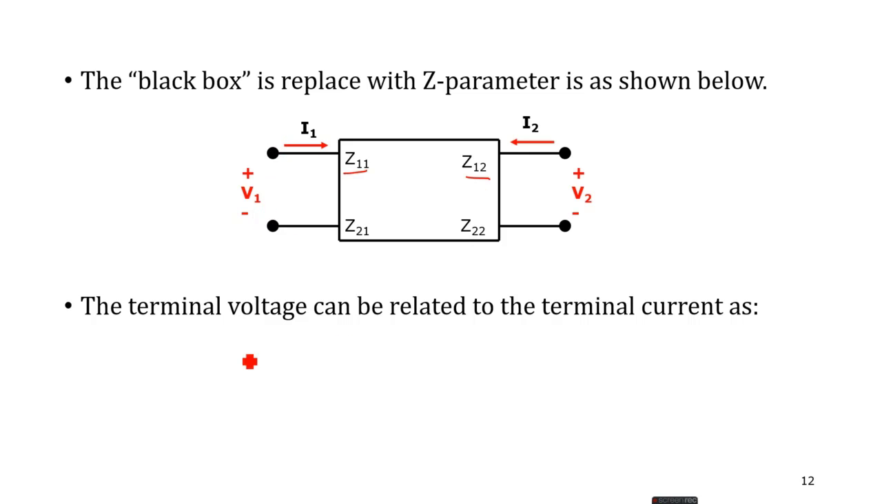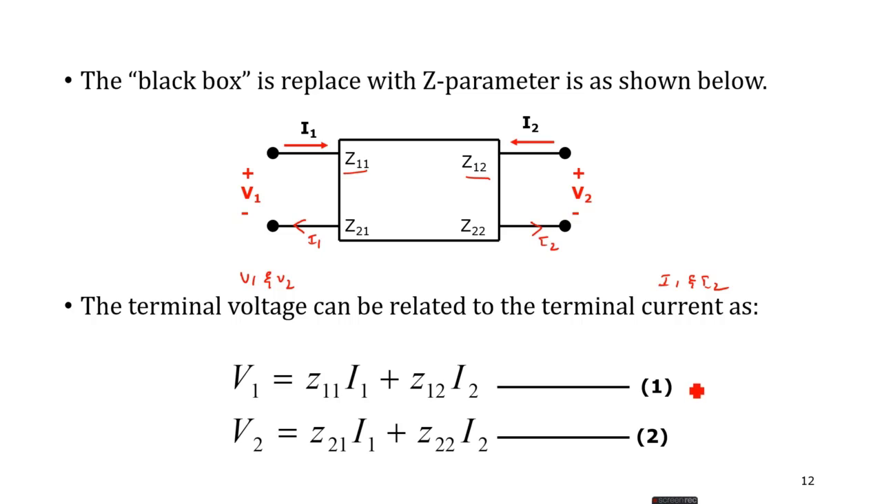Terminal voltages are V1 and V2. Terminal currents are I1 and I2. In port 1, I1 current enters and the same I1 current leaves from the second terminal. In port 2, I2 current enters and the same I2 current leaves from the fourth terminal. This is the expression for the Z parameters. It should be remembered very properly.